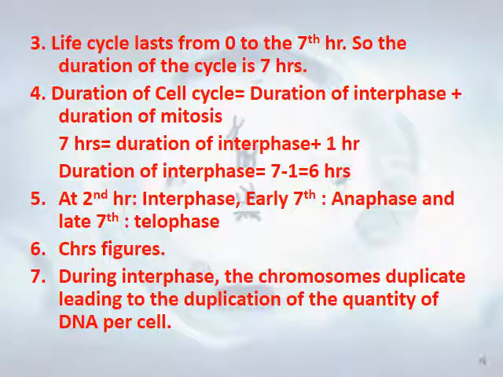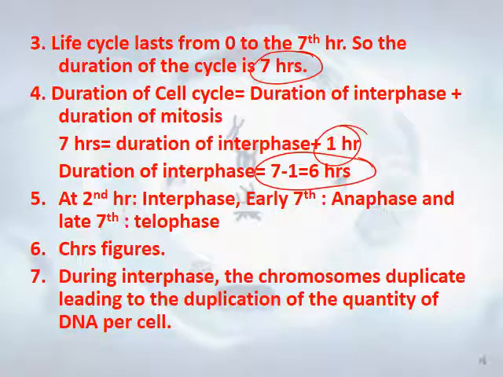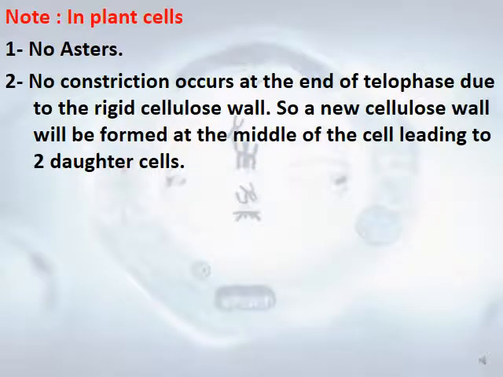So the life cycle, as I said, starts from 0 to 7, so the duration is 7. Knowing that mitosis is 1 hour, the interphase is going to be 7 minus 1, so it's 6 hours. The early 2nd hour is the interphase, early 7th is anaphase, and the late will be the interphase. You have to draw the figures that we already drew before. During interphase, the chromosomes duplicate, allowing the duplication of DNA and duplicating the quantity of DNA per cell.